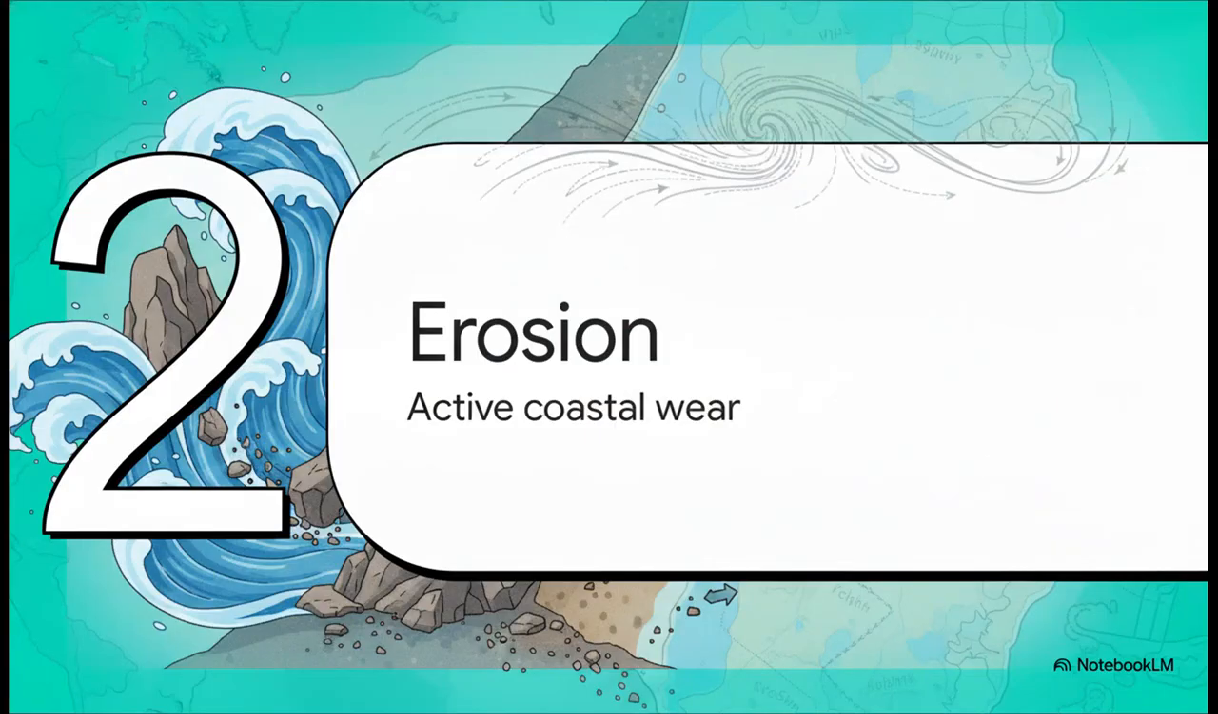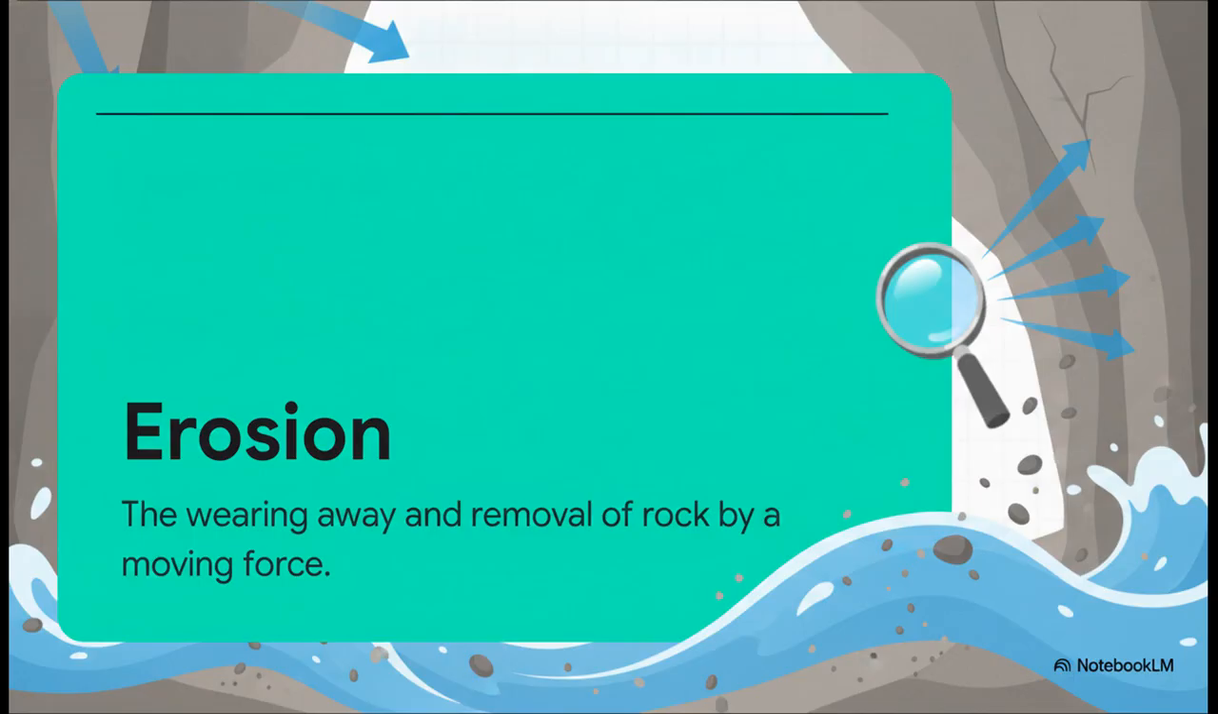Which brings us to Section 2, Erosion. This is where we get into active coastal wear. Now, if weathering is in situ, erosion is all about movement. Erosion is the active wearing away and removal of rock by a moving force. And on the coast, you guessed it, that moving force is almost always the energy from breaking waves. That is the distinct line you need to draw here. Weathering weakens, while erosion actively removes.